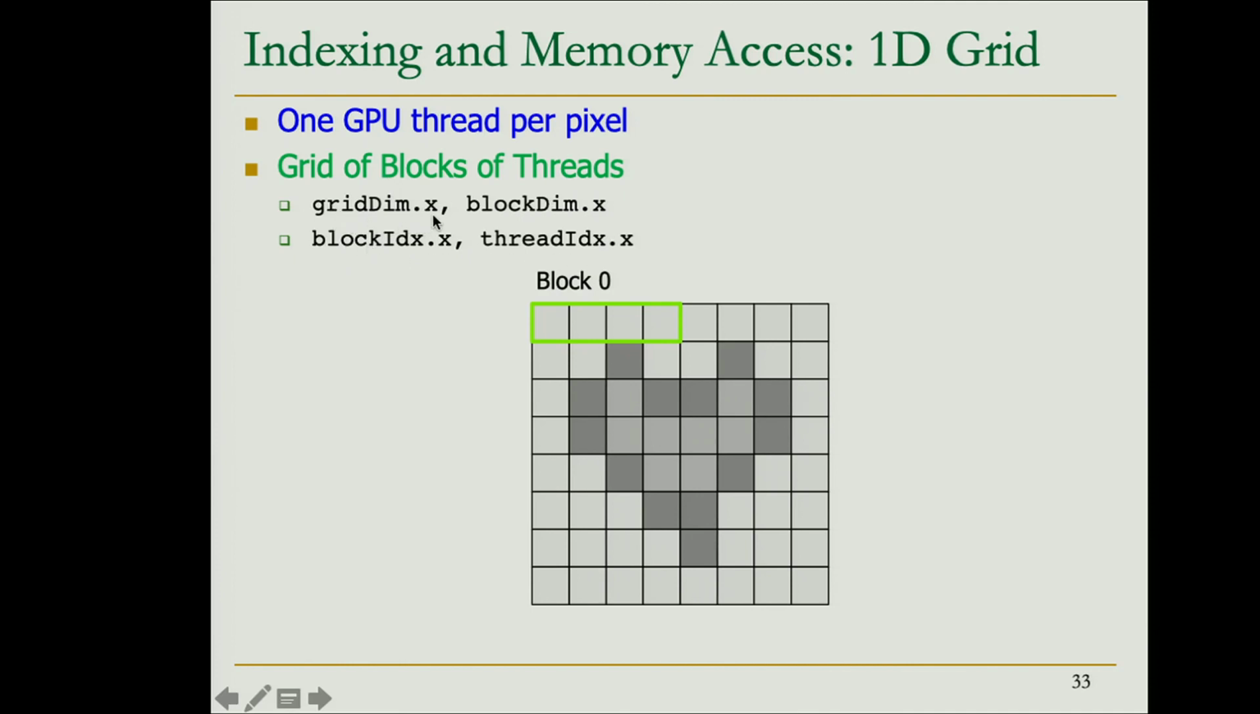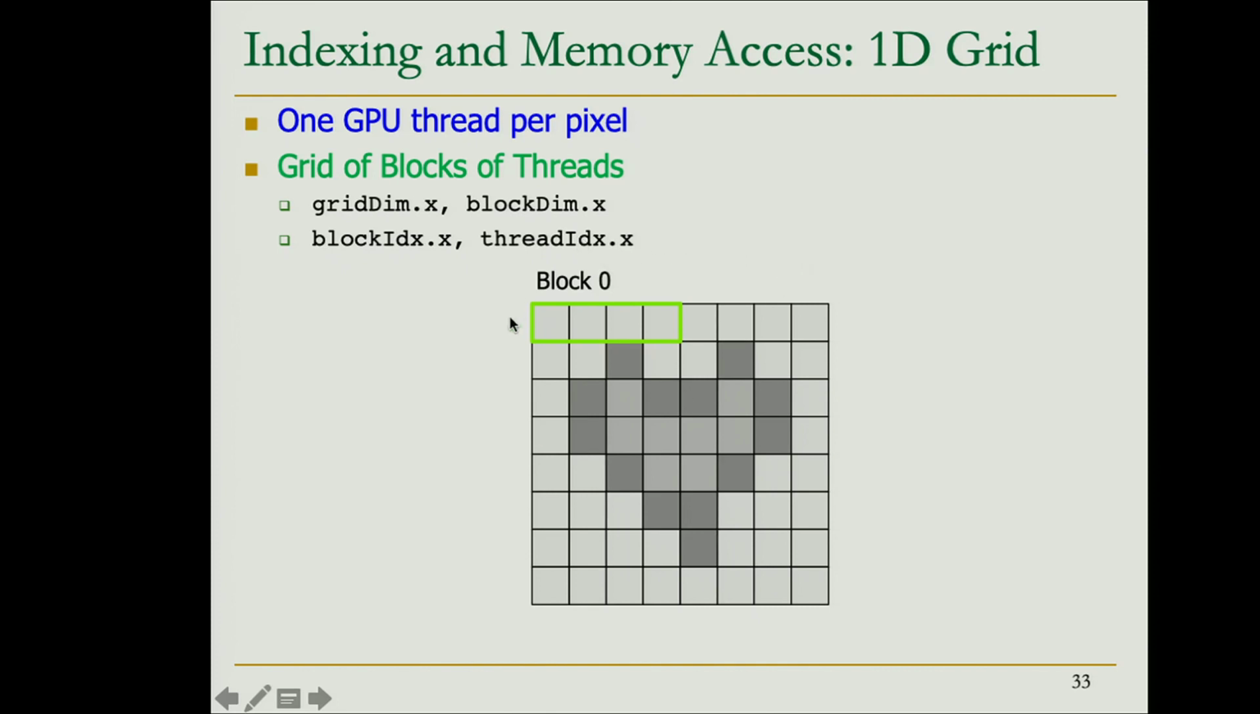gridDim.x is the number of thread blocks that the grid contains in the x dimension. blockDim.x is the number of threads inside each thread block in the x dimension. And then for both blocks and threads, we have an index. So this blockIdx.x represents the index of the block, and threadIdx.x is the index of the thread.